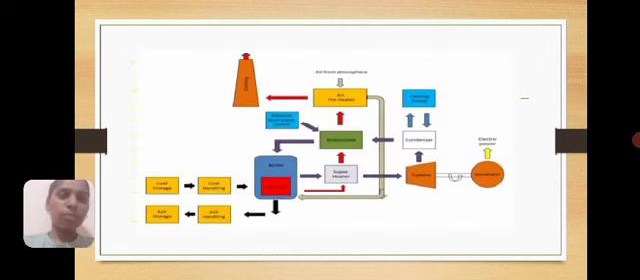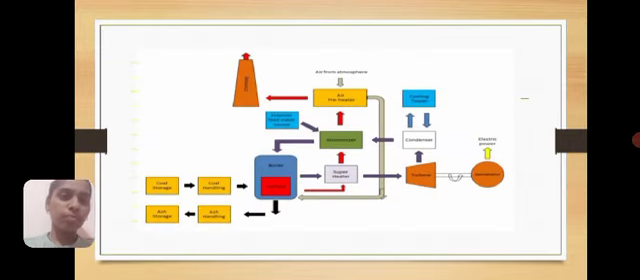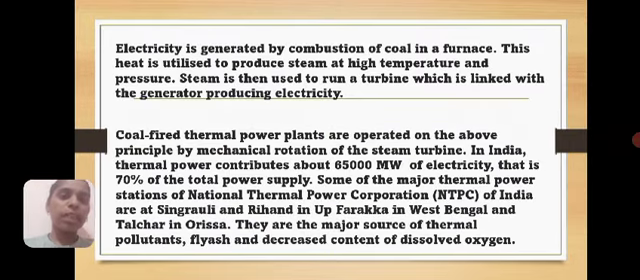Thermal energy. Electricity is generated by combustion of coal in a furnace. This heat is utilized to produce steam at high temperature and pressure. Steam is then used to run a turbine which is linked with the generator producing electricity. Coal-fired thermal power plants operate on the above principle by mechanical rotation of the steam turbine.